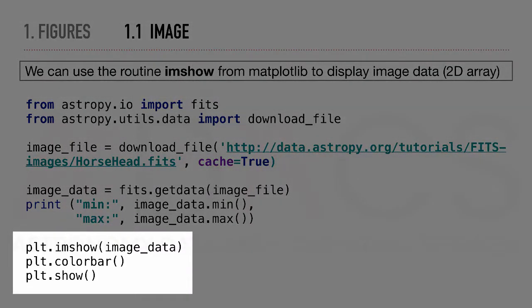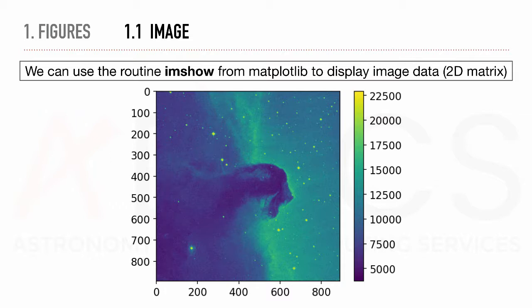We will plot this data using the imshow function and also show a color bar to get information about the values associated to the colors. After running these lines, we get the following result of the Horsehead Nebulae. The default color may vary depending on the Matplotlib version you are using.